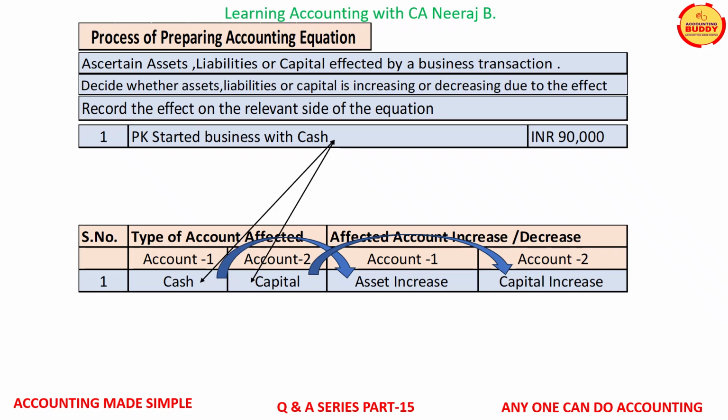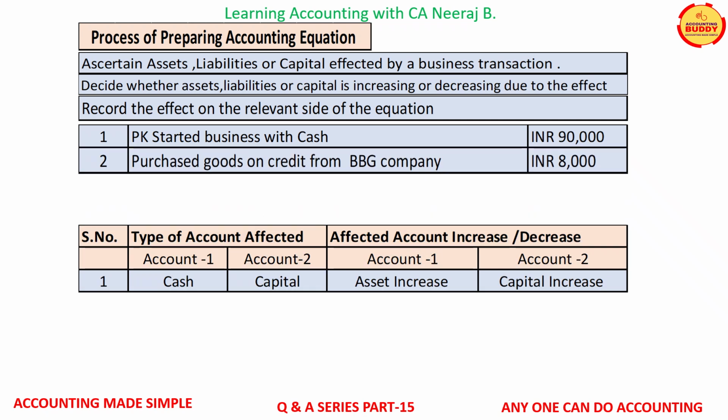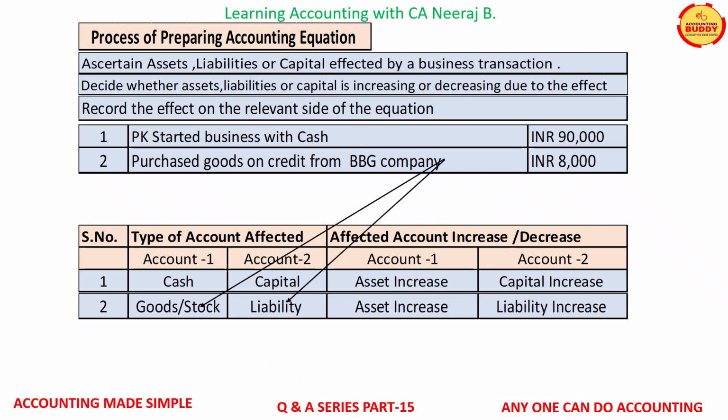Now let us take the second business transaction. PK purchased goods worth INR 8,000 from BBC company on credit. In this business transaction, the two accounts which will be affected are stock and the second account is liability. The second account in this case is liability because the goods are purchased on credit. As a result of this credit purchase of goods, stock, which is a current asset, will increase and the BBC company will become a creditor and therefore the liability will also increase.